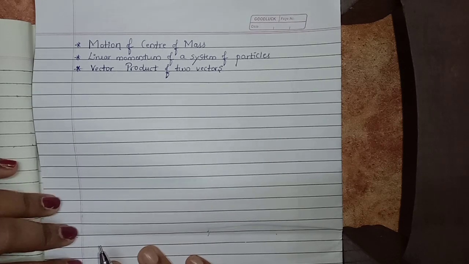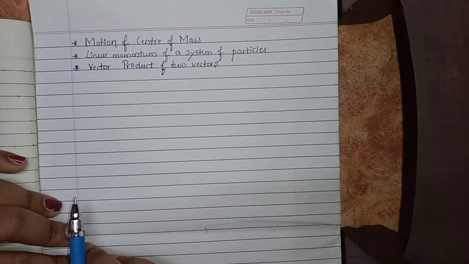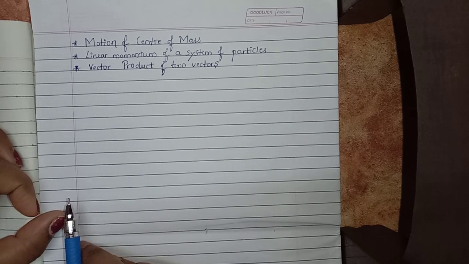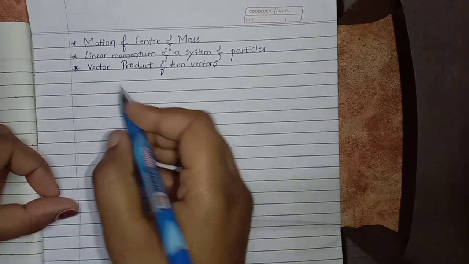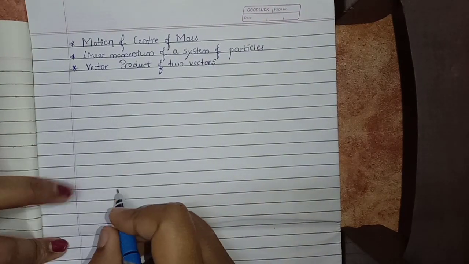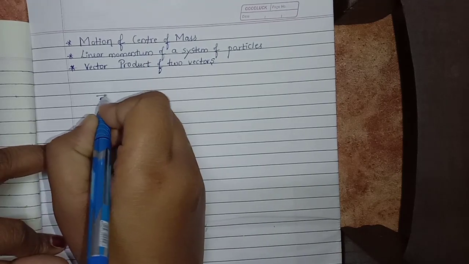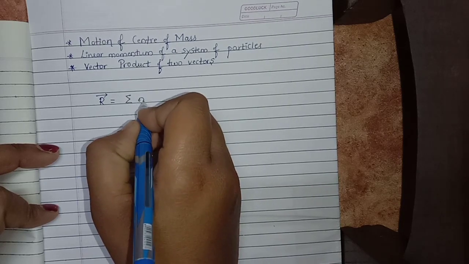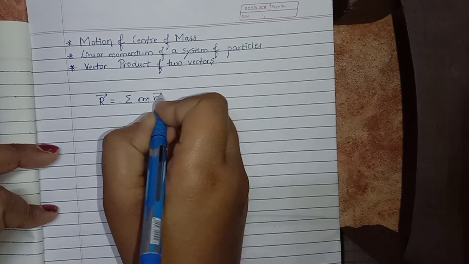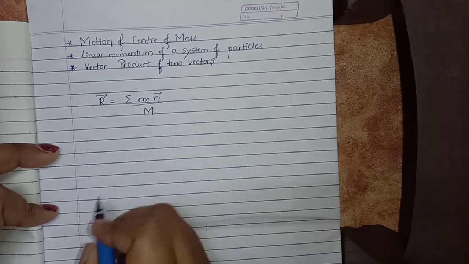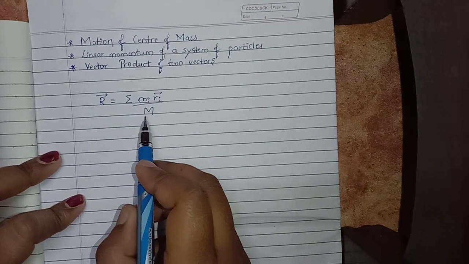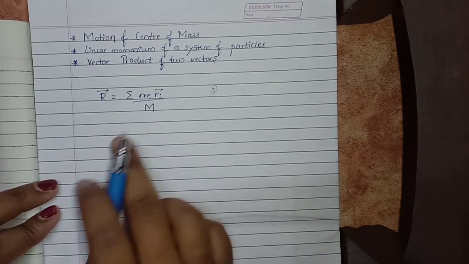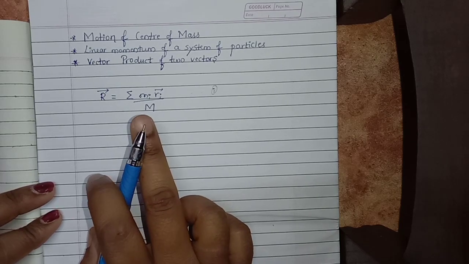So let's start. From the previous classes, you know that the position vector of the center of mass can be given as r of center of mass, which can be written as summation mi ri whole divided by M. This expression, which we named equation number 8 in our previous derivation, indicates the position vector of center of mass.